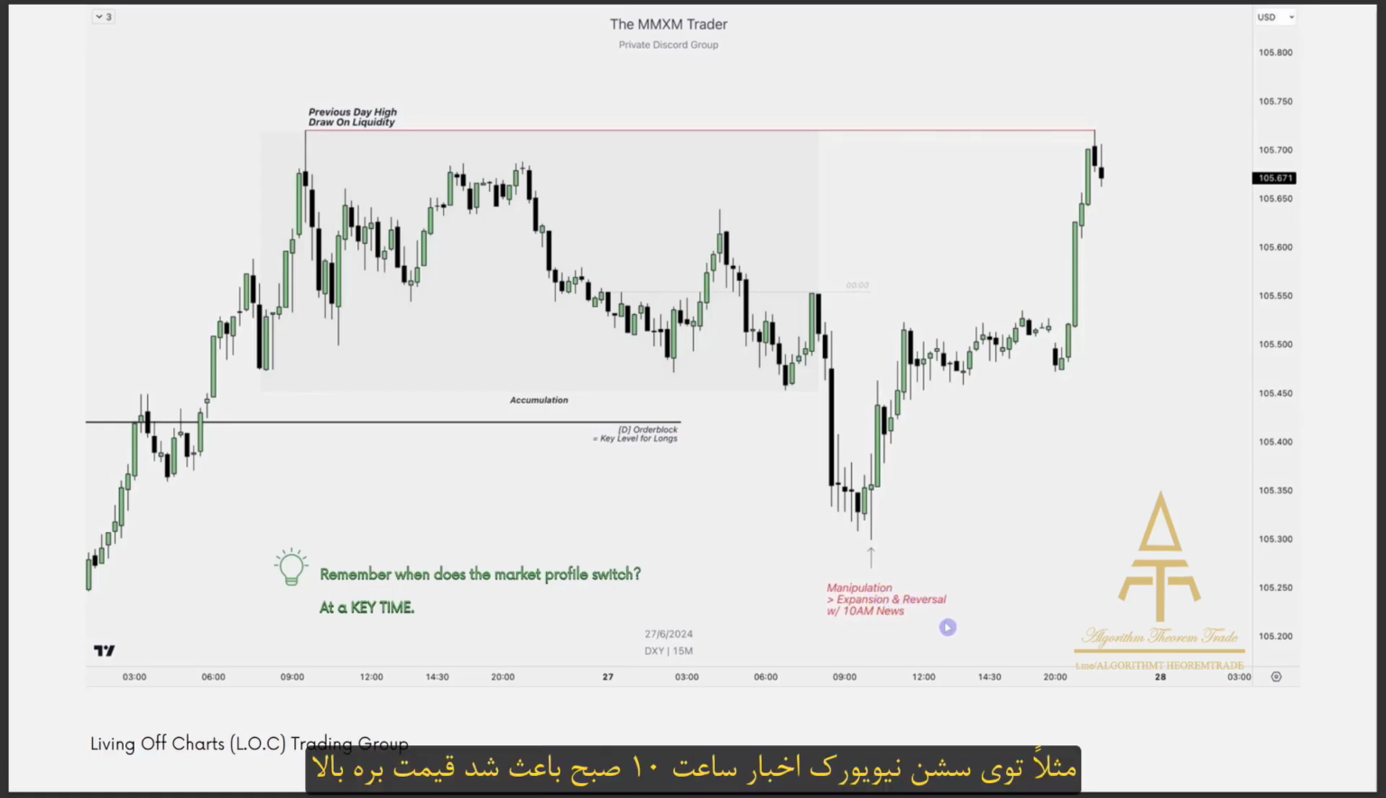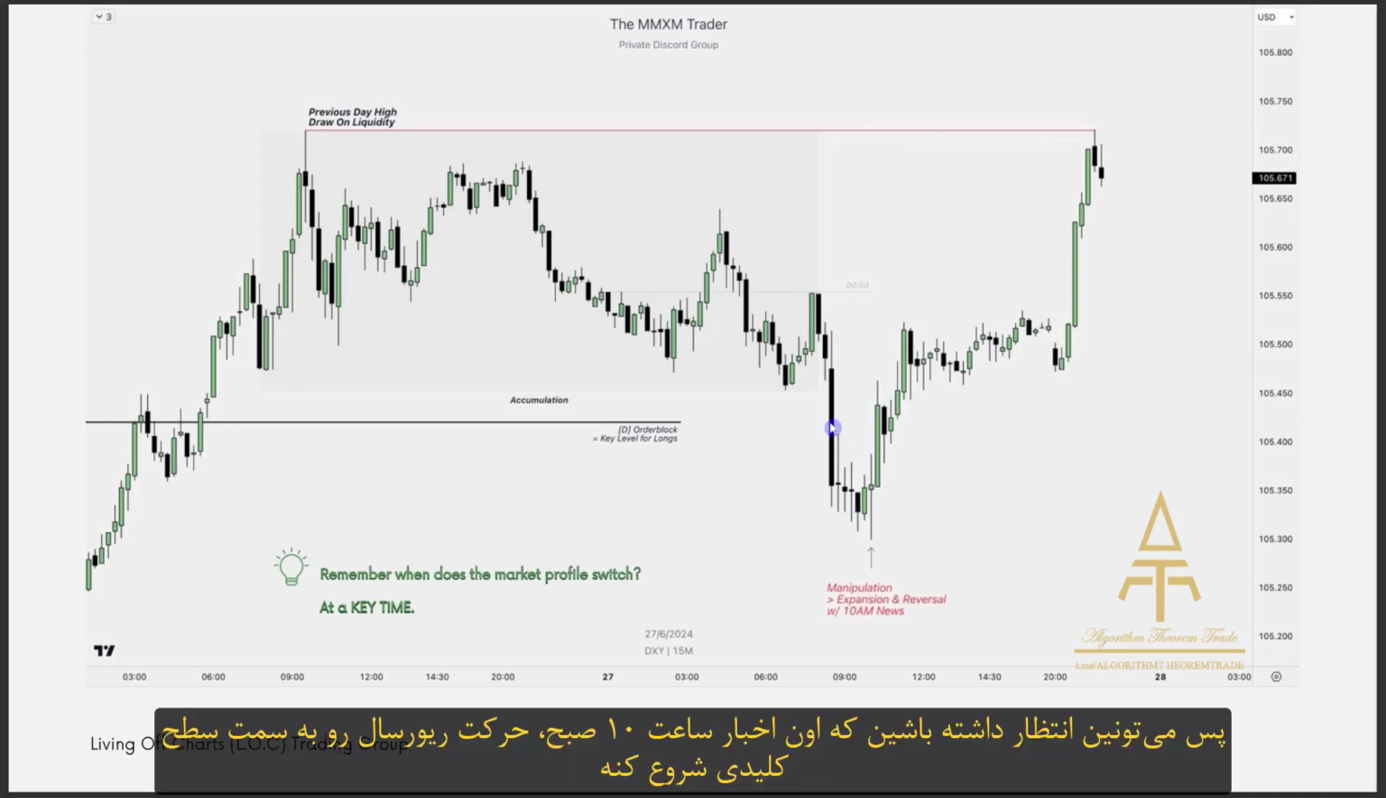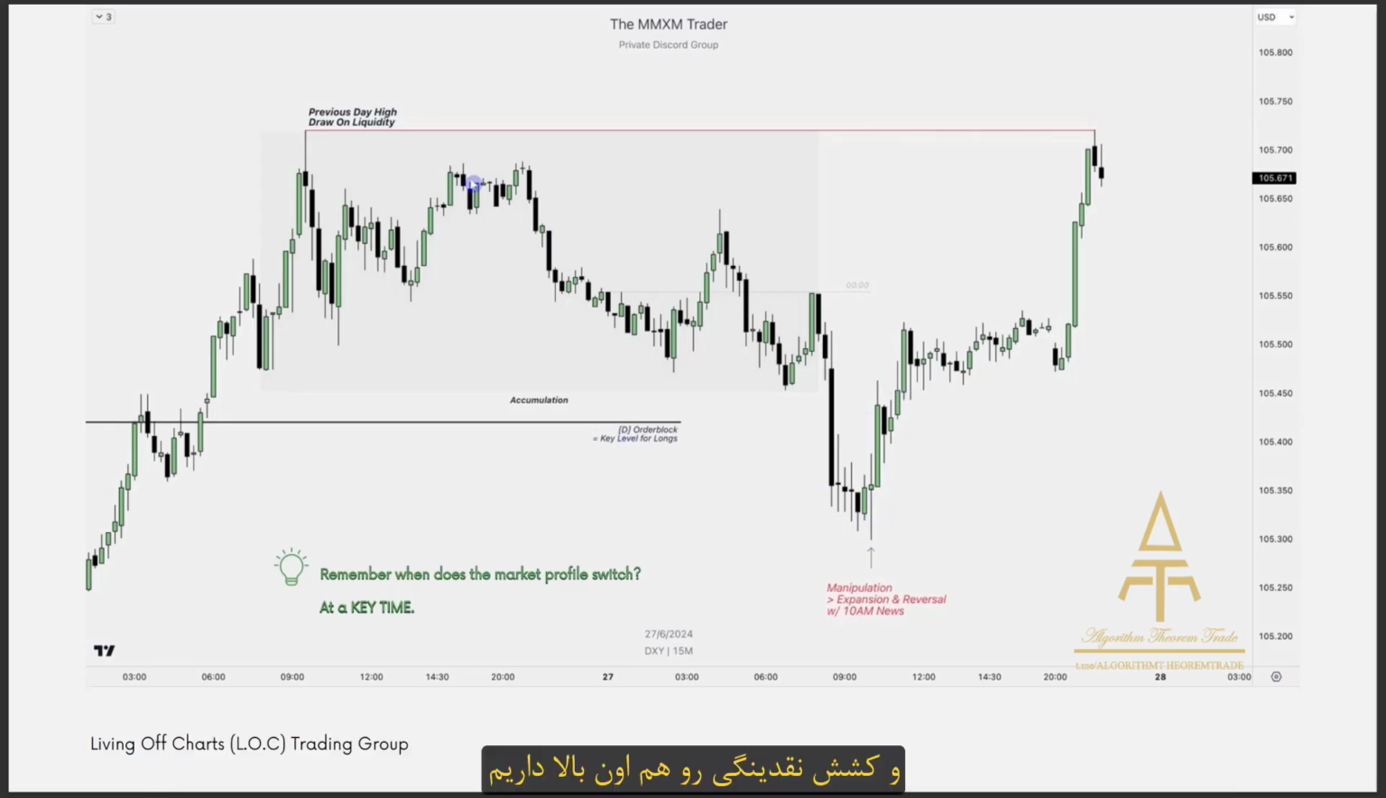So we had that New York session news rise. We had a 10 a.m. news. So you can anticipate that the 10 a.m. news will start the reversal into that key level, and then the draw on liquidity is higher.